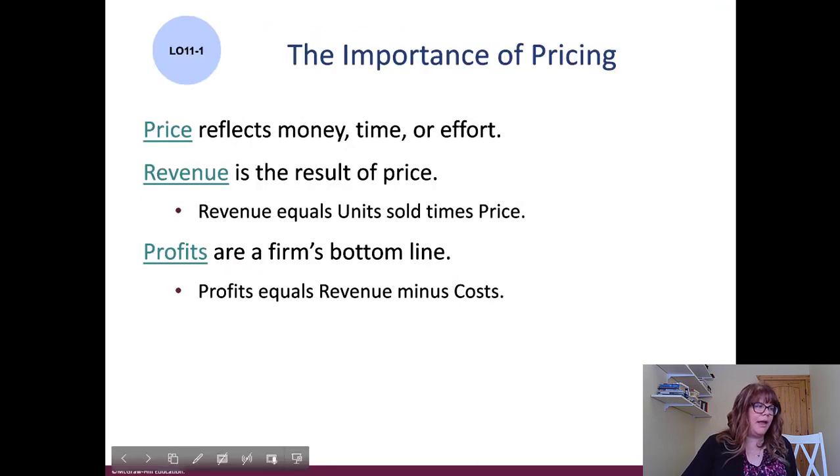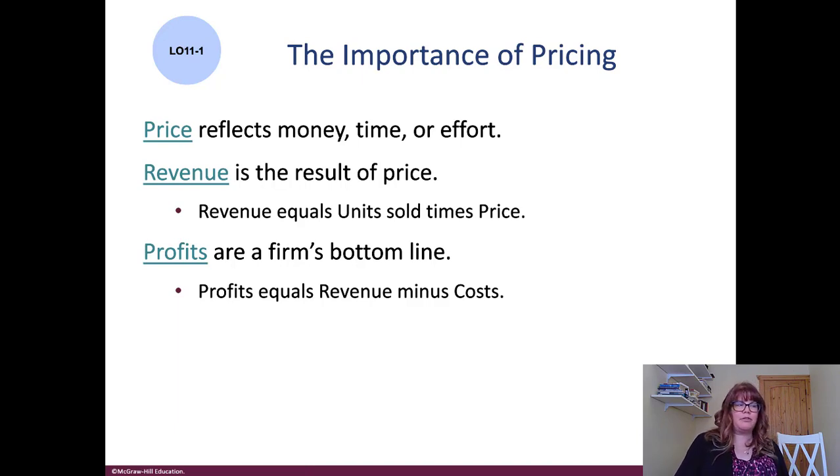All right, the importance of pricing. Pricing is one of the most important strategic decisions a firm faces. It reflects the value the product delivers to customers, as well as the value the product captures for the firm. Revenue is the result of the price charged to consumers multiplied by the number of units sold. Profits are the firm's bottom line, the revenue minus total costs. The objective of strategic pricing is profitability.